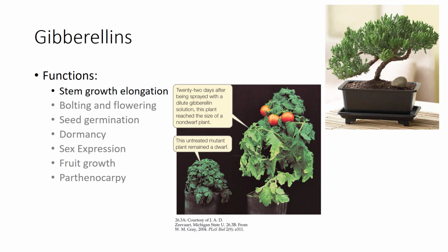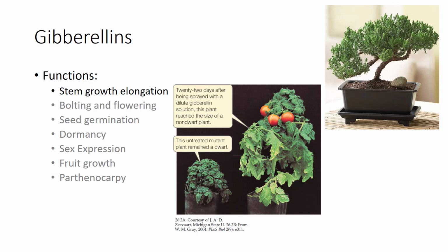Gibberellins are involved in numerous physiological processes in plants: stem growth elongation, bolting and flowering, seed germination, dormancy, sex expression, fruit growth, and parthenocarpy. More than 100 gibberellins are known today. Gibberellic acid, also called GA3, is the most commonly used. There are no synthetic forms of gibberellins. Many dwarf plants that are used in landscaping are short because the plant either cannot produce gibberellins or its cells are not receptive to the hormone.